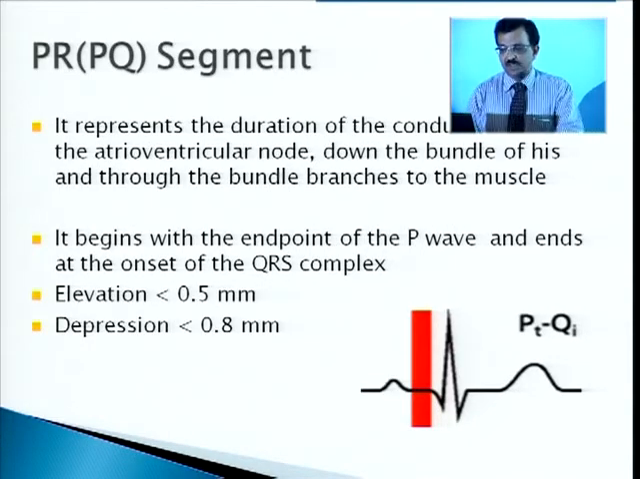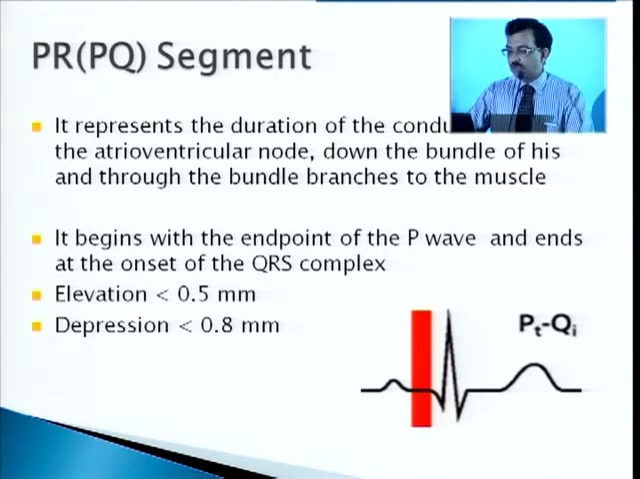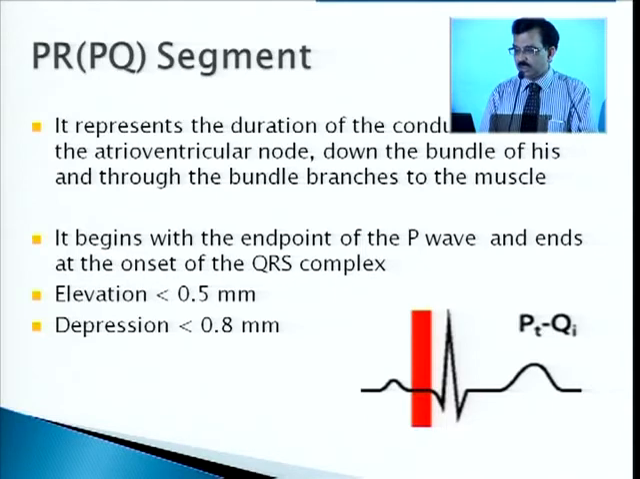Now the PR segment is very important. It is also called the PQ segment. It represents the conduction from the AV node down the bundle of His and through the bundle branches to the muscles, till complete ventricular depolarization. It begins at the end of the P wave and ends at the onset of the QRS complex. So that is the PR segment. We should also look at PR segment elevation as well as depression.